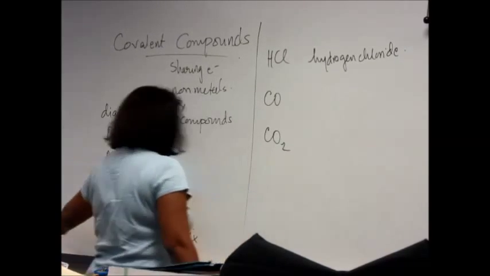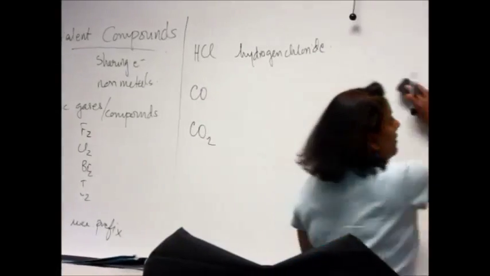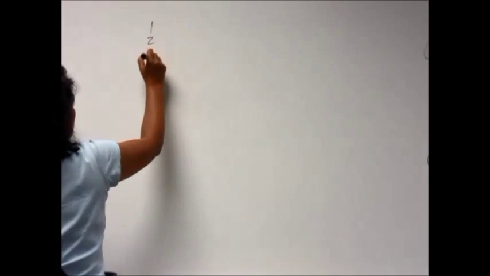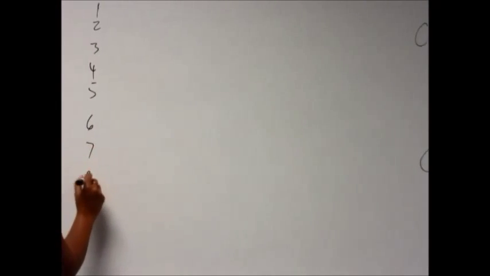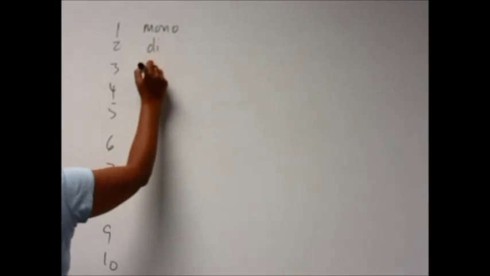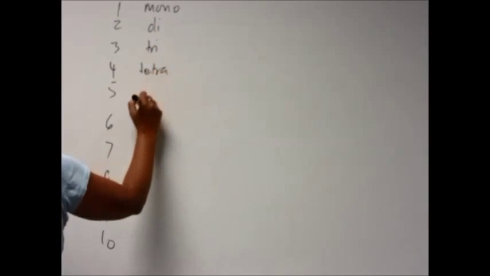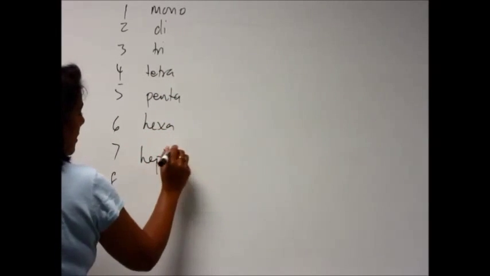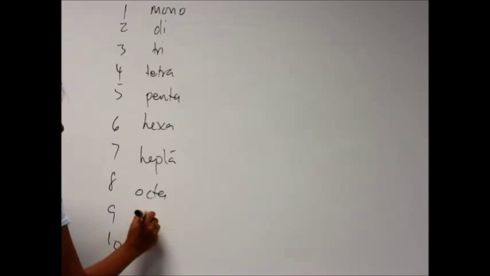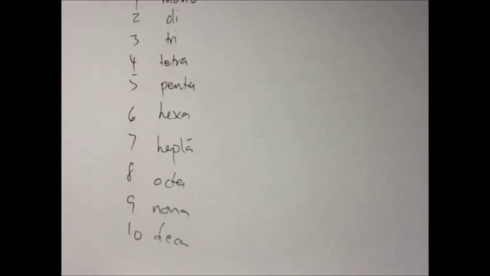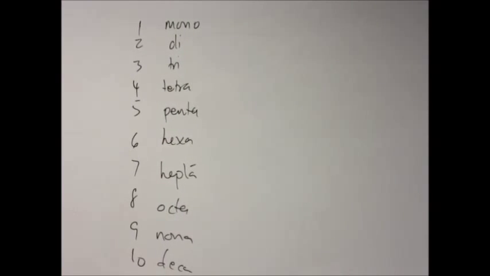And what prefix do we write? Let me give you all of them from 1 through 10. And you can say them with me if you want to. 1 is mono, 2 di, 3 tri, 4 tetra, 5 penta, 6 hexa, 7 hepta, 8 octa, 9 nona, and 10 deca. Usually you will not encounter anything more than 10 in a combination. So those are your prefixes that you're using.